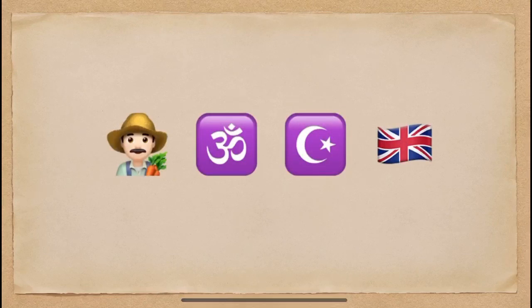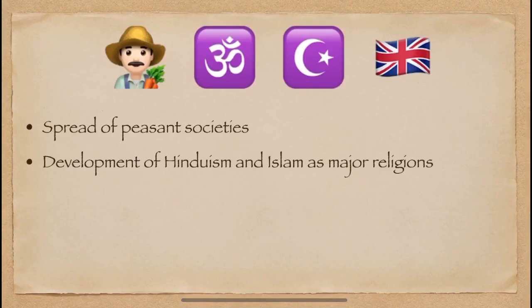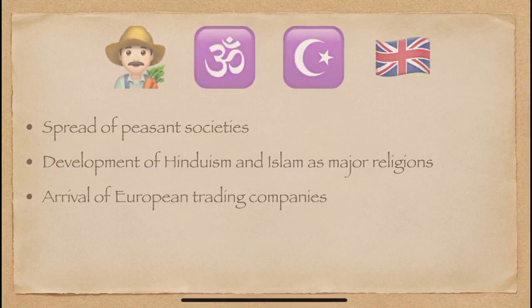Now, the history that we will study throughout 7th standard is often described as medieval history. And as we have already seen throughout this chapter, there was the spread of peasant societies, the development of Hinduism and Islam as major religions, and the arrival of European trading companies. Also, we studied the Persian wheel in irrigation, the spinning wheel in weaving, and firearms in combat; these were new innovations.